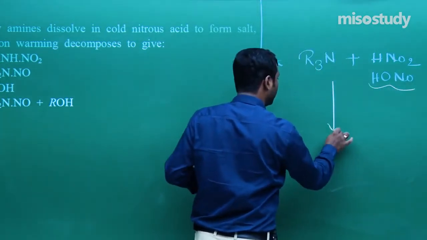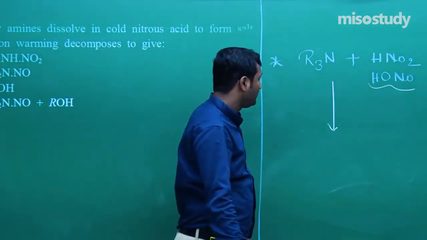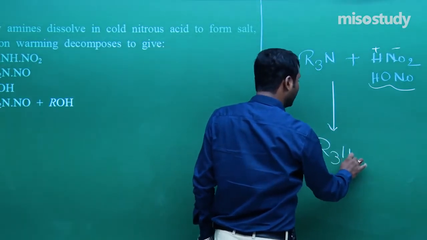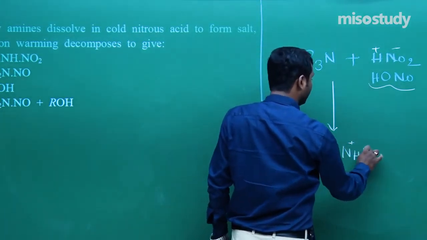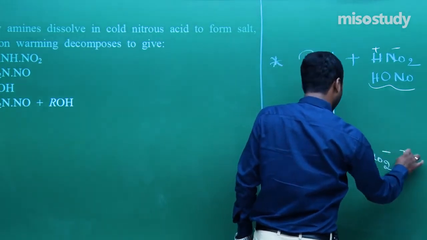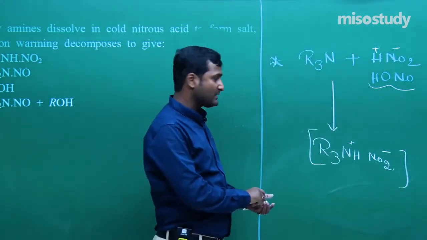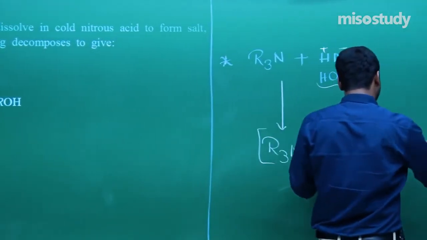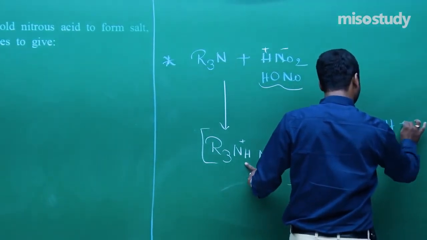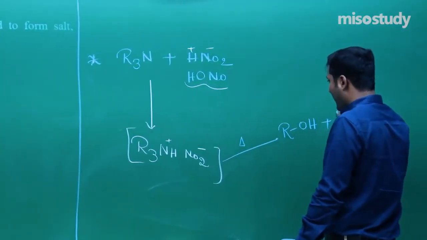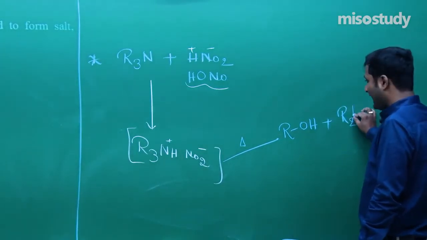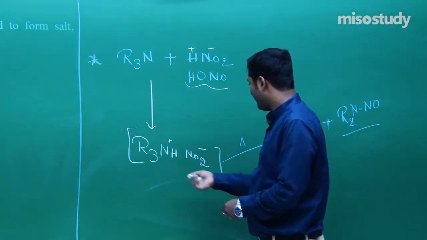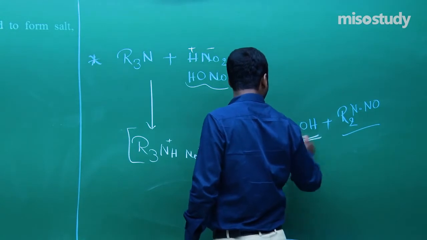Now, what will happen? Listen carefully. HNO2, that is H plus and NO2 minus, forms an addition product salt, R3NH plus NO2 minus. On warming, what will happen? It gives you ROH, remember this, and R2N-NO, that is R2N-NO, and the next product is ROH.